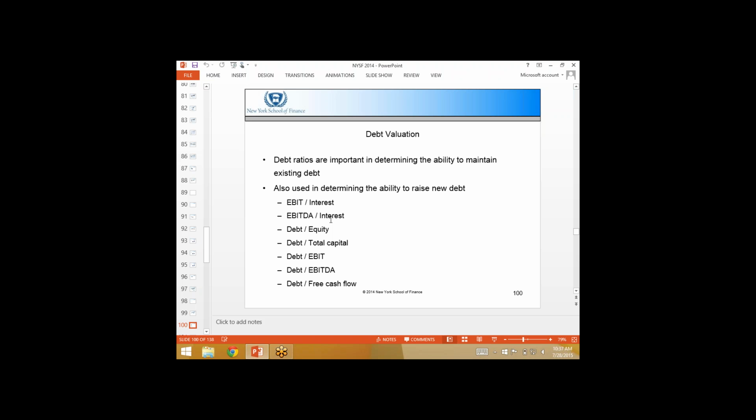So if you're within this threshold, you should be AAA or AA. They're also used by banks and lenders to determine how much you can lend, right? If you're within this threshold, then we can lend you this amount. If you're above this threshold, it's too much. You can't meet the interest payments. So we'll break the debt multiples down into more categories.